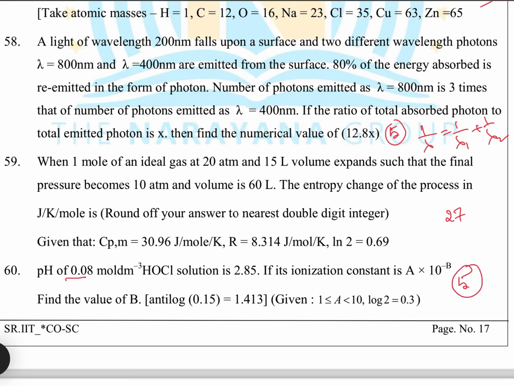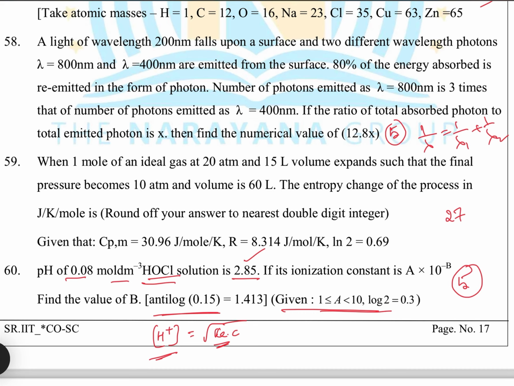pH of 0.08 moles per decimeter cube HOCl solution is 2.85. If its ionization constant is A times 10 to the power minus B, find the value of B. Okay, when these kinds of questions are there, better you just leave them, because you have 5 questions to choose from. Anti-log and all this calculation will generally be a tough job. Ionization constant is what it is asking. HOCl is a weak acid, so H plus ion concentration is equal to root over KaC. This Ka you need to find out. H plus concentration: minus pH is equal to minus of log H plus. From that you need to get it, and so on.